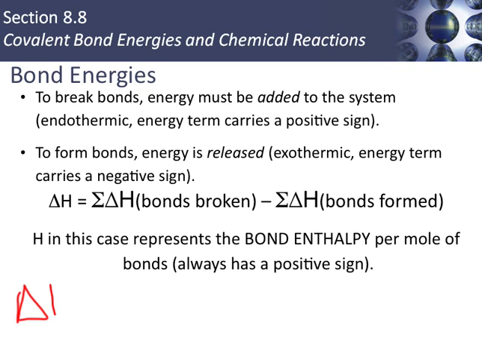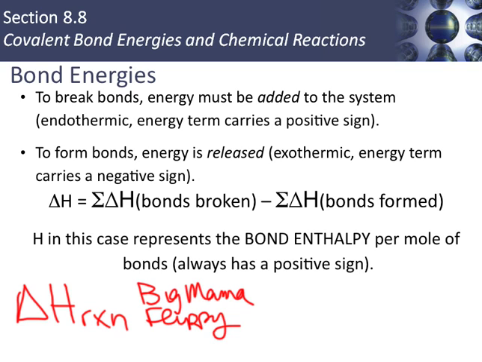Up until this point, think back to the thermo unit. What were the ways to find delta H of a reaction? Big Mama. Flippy thing. One more. We did it in the lab. Calorimetry, we found Q, and then what do we do? How do we convert it to delta H? Negative Q is equal to delta H, exactly.